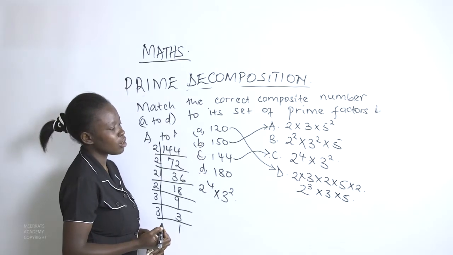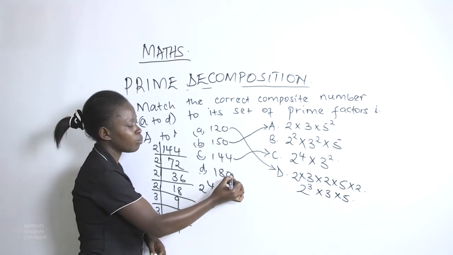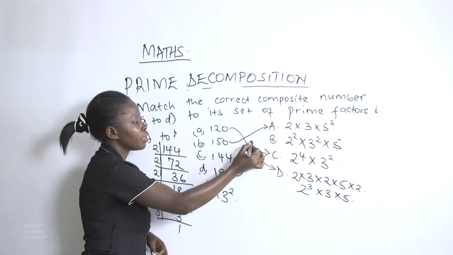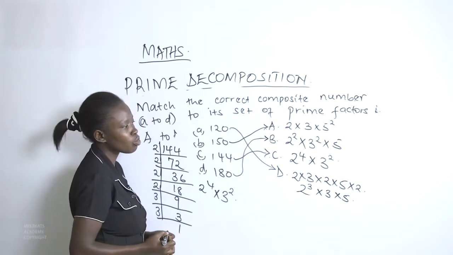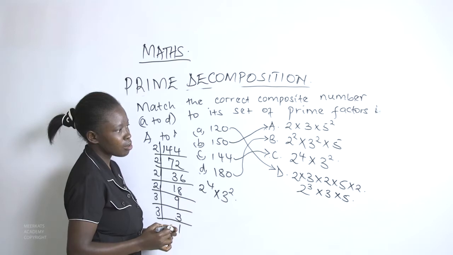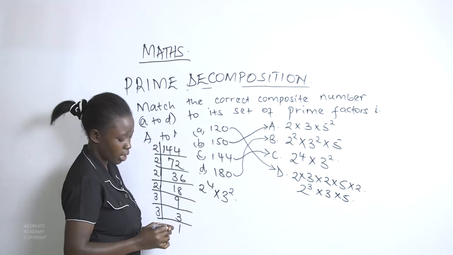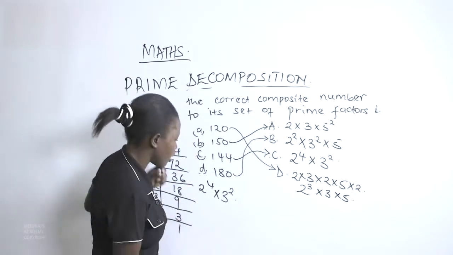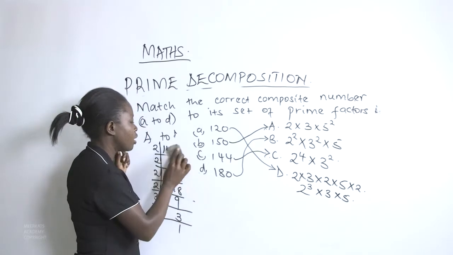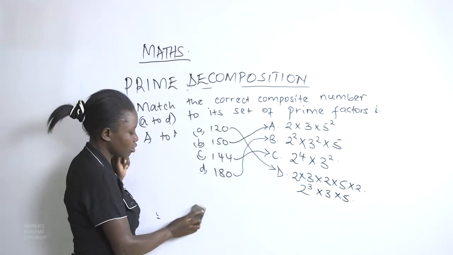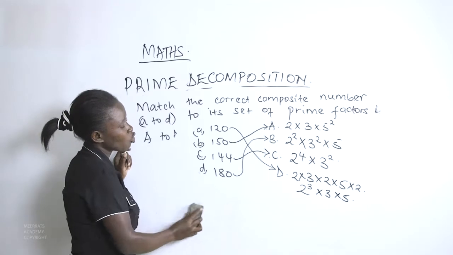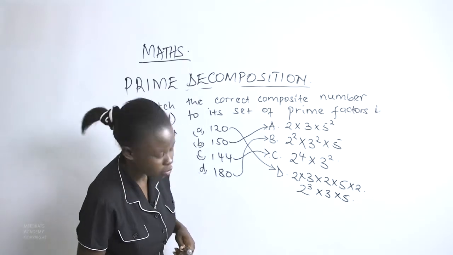What does it mean? The remaining number is what will represent our 180. So I'm left with 2 squared times 3 squared times 5 as the prime factors that are representing 180. So we just write them down, showing the exact prime factors.